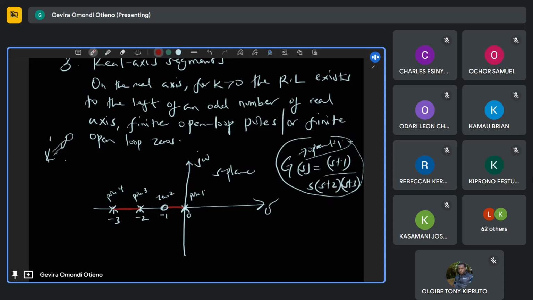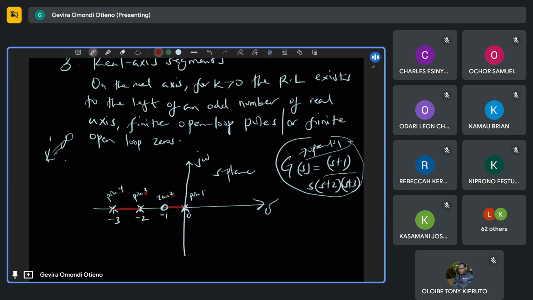But in order to sketch, the first hint is that the root locus lies between these two and between these two. Why? Because it has to be to the left of an odd number of either a pole or a zero. So this is number one, to the left, there's a root locus. This is number two, to the left, there's no root locus because this is an even number. Number three, to the left, there's a root locus. Number four, because four is even, there's no root locus. Okay? That's very important. That's what we mean.